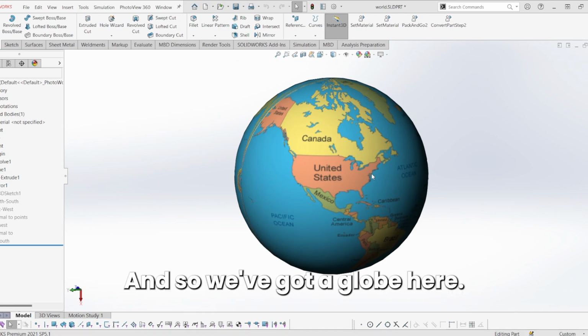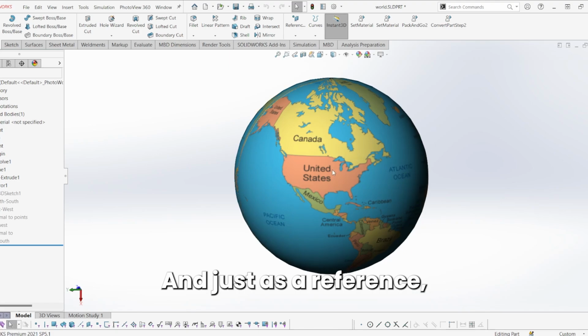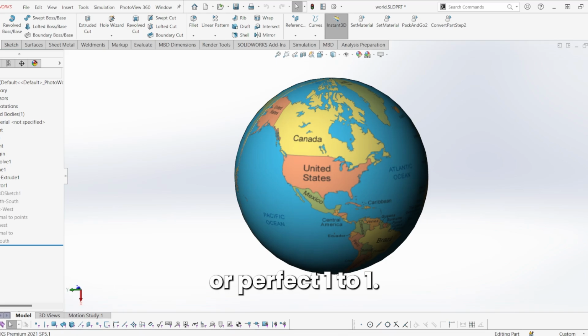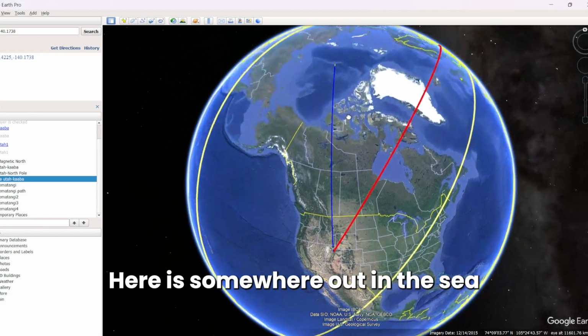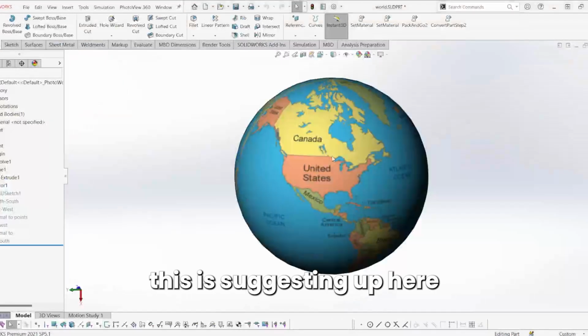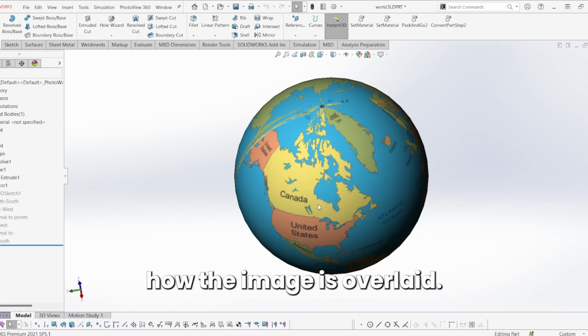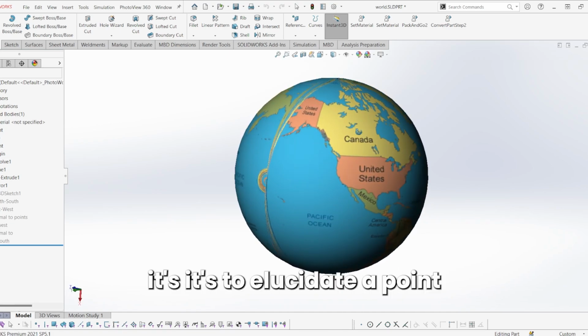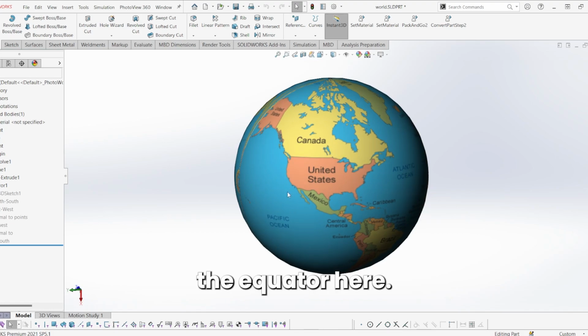And so we've got a globe here. This is a 3D globe, and just as a reference, this isn't a perfect example or a perfect one-to-one. This is Google Earth. You can see this is America, and the North Pole here is somewhere out in the sea, right? Not where this is suggesting, up here where the image is kind of stretched. This is just how the image is overlaid. But by and large, it's to elucidate a point, which is that you're above the equator here, and I'll pick a point in one of these.